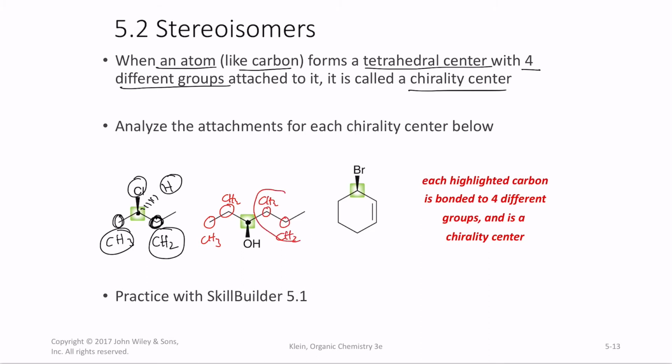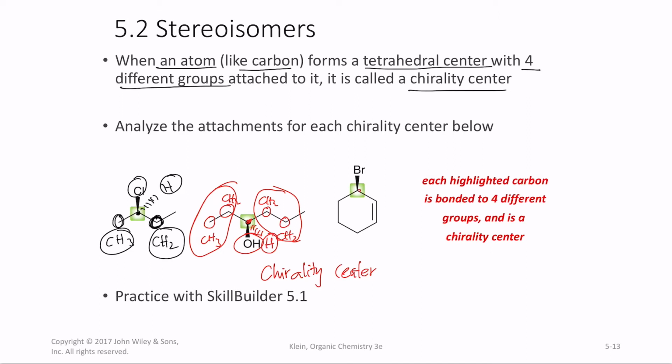So which means that this is a different group, this is a different group. And you have the third different group, and in the dashed part you have a hydrogen. So notice that all four that are attached to that single carbon are unique from one another. So if you have all four connections unique from one another, we call that a chirality center.